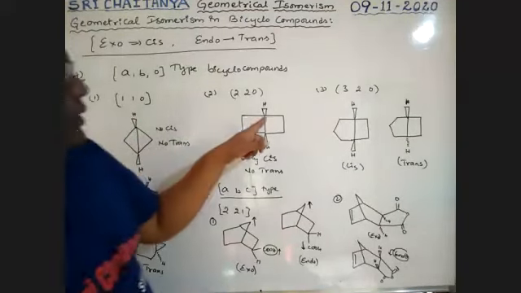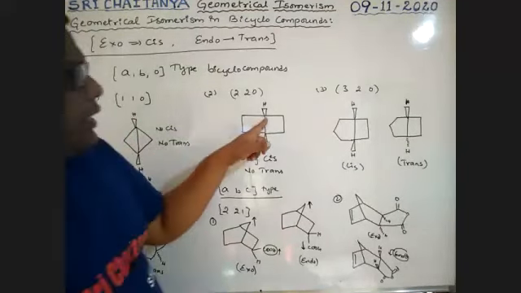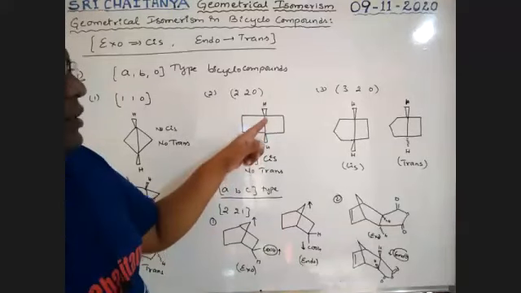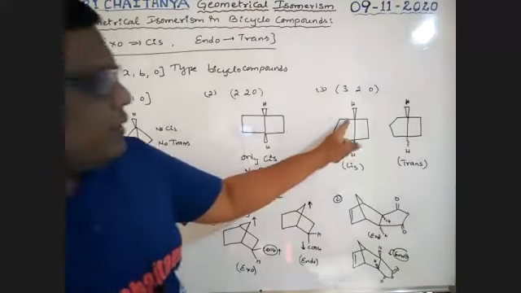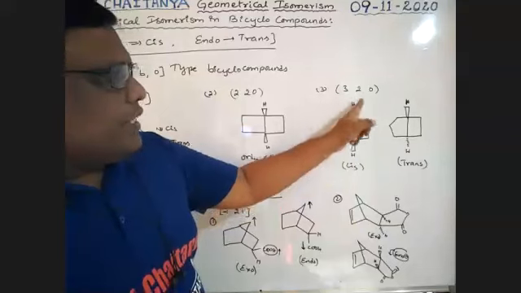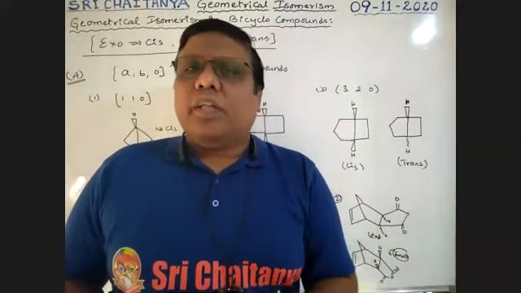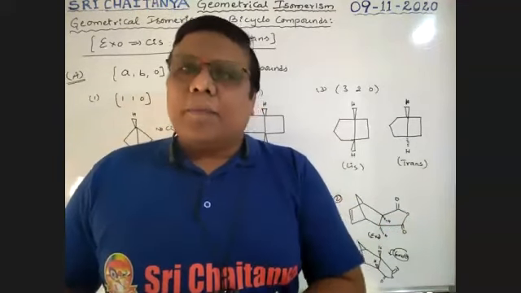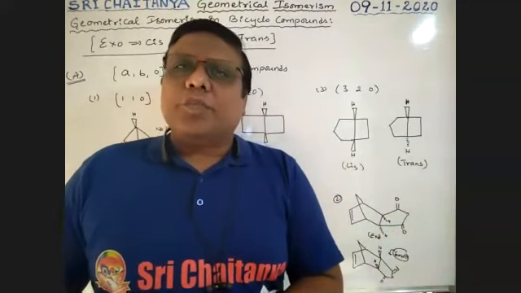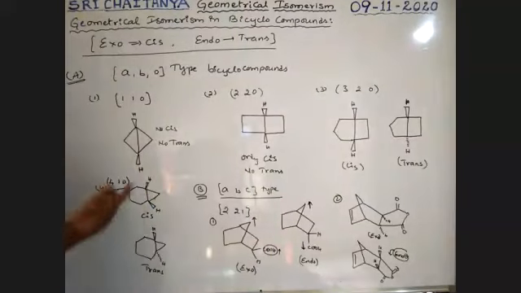See here, no bridge. Here two carbons, two carbons, no carbon between these two bridgeheads. So that is 2, 2, 0. Here three carbons, two carbons, 3, 2, 0. So those are AB0 type compounds, and then ABC compounds. That means all numbers are positive. Let us discuss one by one.